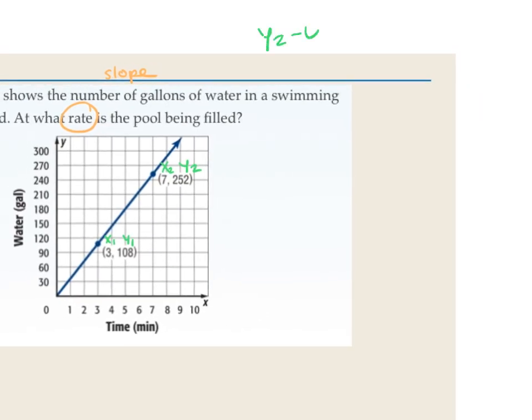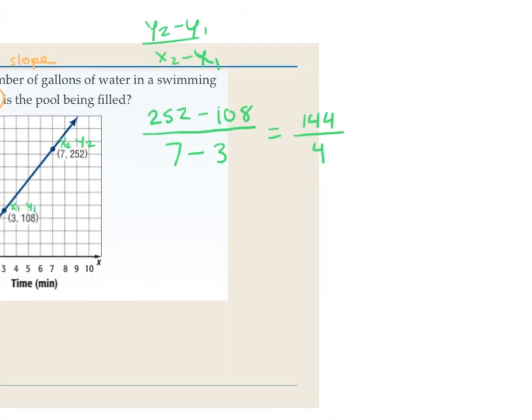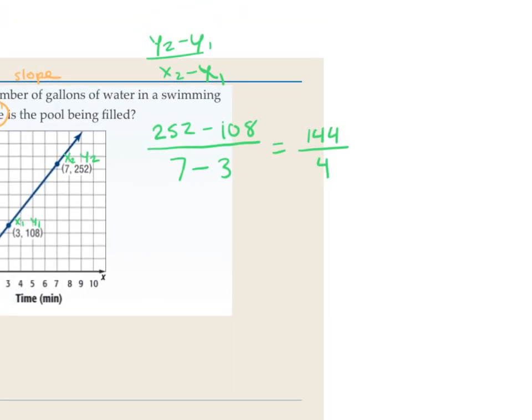So our formula is y2 minus y1 over x2 minus x1. So our y2 is 252. Our y1 is 108. And then on the bottom, we have our x2, which is 7, minus our x1, which is 3. So 252 minus 108 is 144. And then 7 minus 3 is 4. So now we have 144 divided by 4, which is 36.